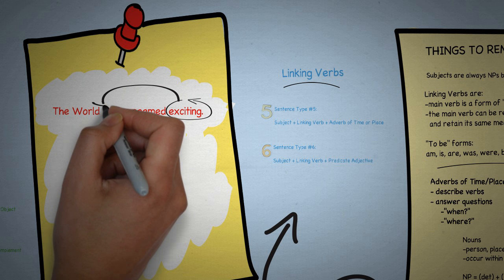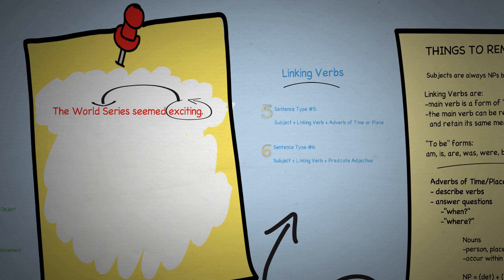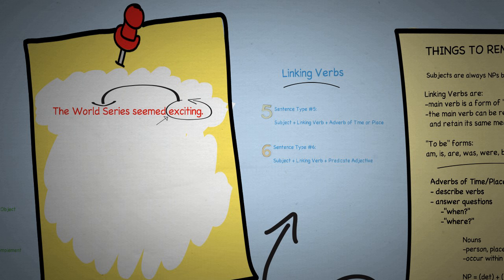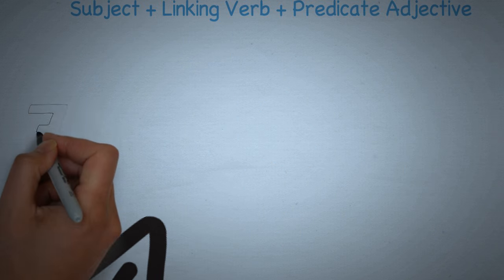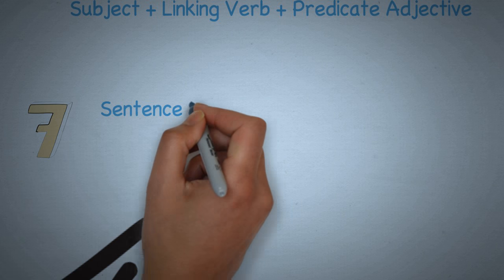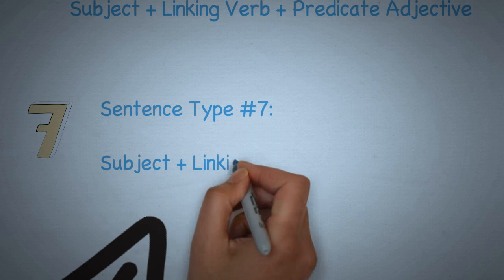The World Series is a noun. Exciting is describing a noun. Therefore, we know that exciting is an adjective. And because it's following a linking verb, we will call it a predicate adjective. This is sentence type number 6. The seventh and final sentence structure is a subject followed by a linking verb followed by a predicate noun.